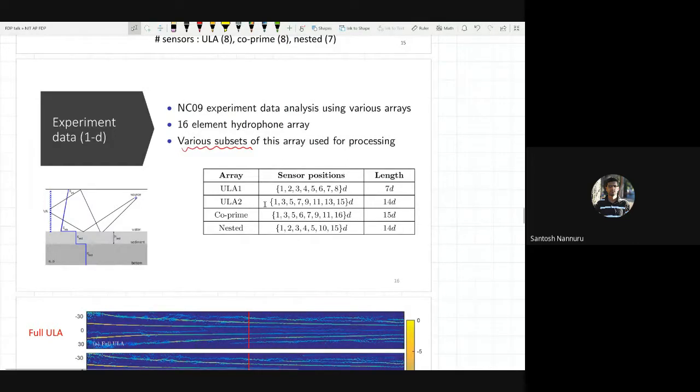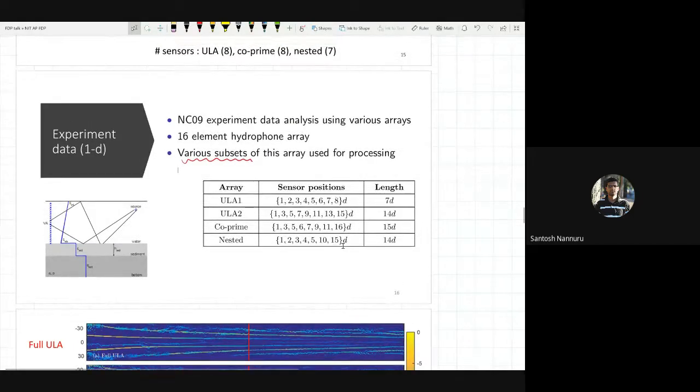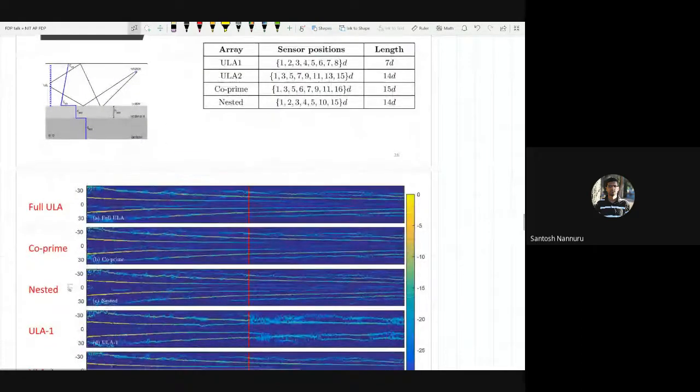Then I've used coprime and nested listings. So again, these nested and coprime indices are the same as what we saw in the example before. The 1, 2, 3, 4, 5, 10, 15 was the nested example we saw, right? So this 16 element is the full array, full ULA. And I process the same data.